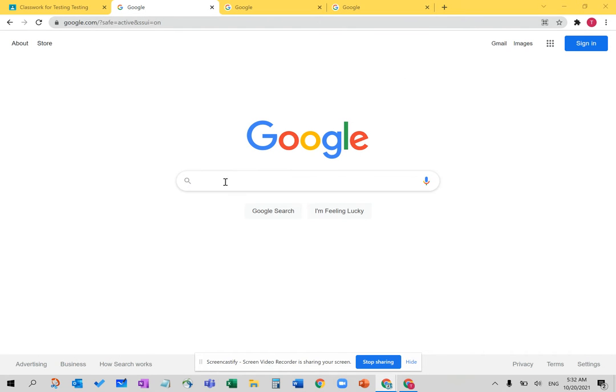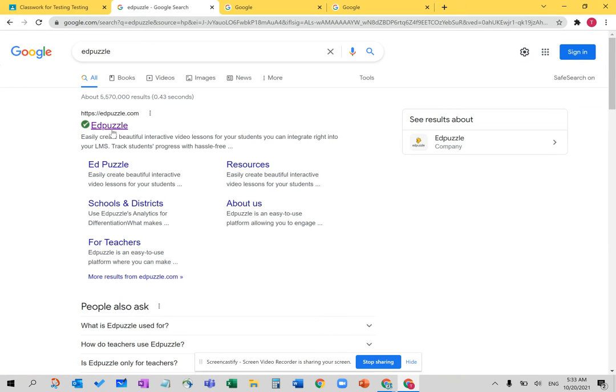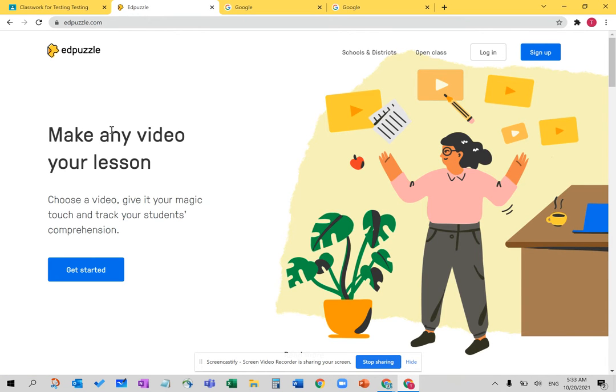So to use Edpuzzle, go to Google and just look up the word Edpuzzle. When you're there, you're going to see the first link, Edpuzzle. You click it, and voila, you're taken here.